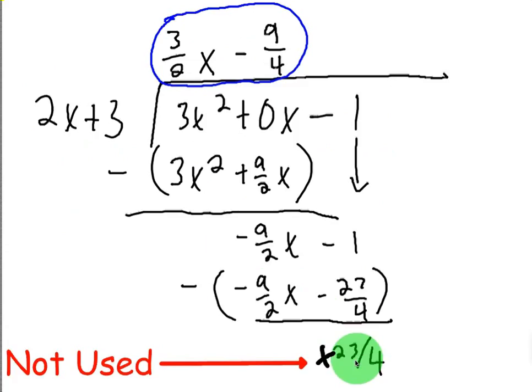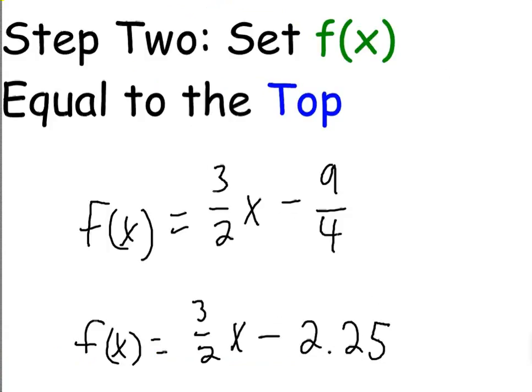It's your remainder. You don't use the remainder when you figure out the slant asymptote. You only worry about what you get up here. So this is your slant. Whatever you get above the fraction bar is your slant asymptote. And just for a final step, you can just write y equals that, or f of x equals what you get on the top.